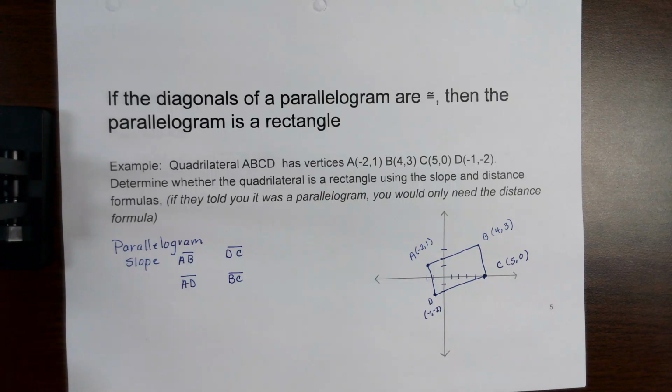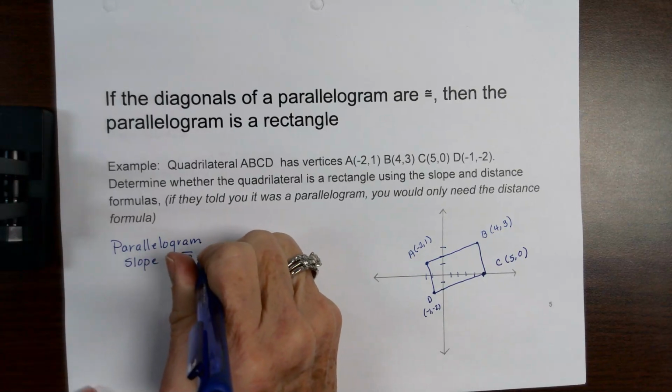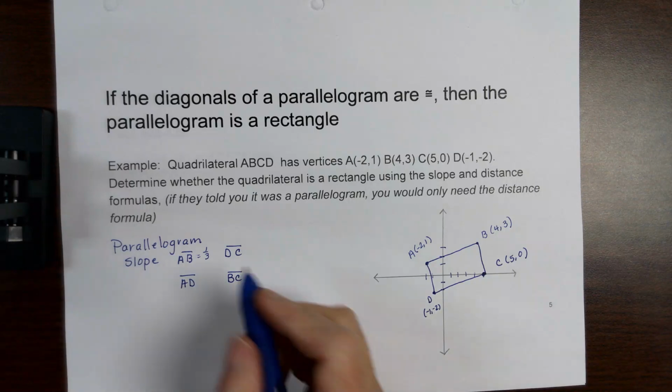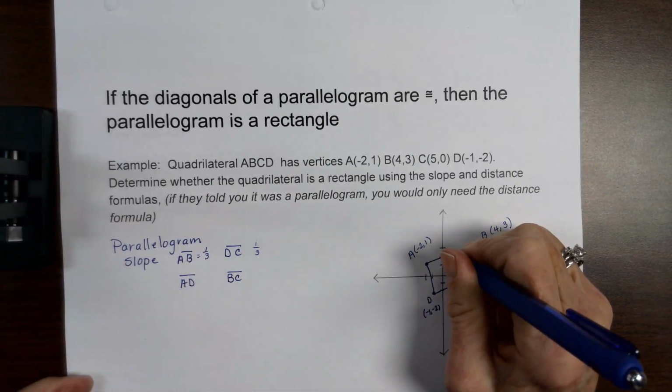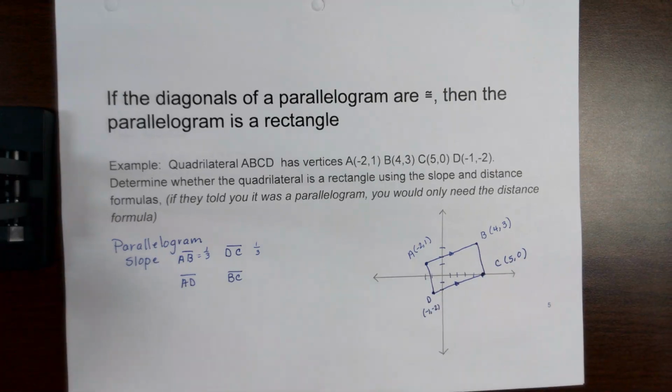So I pick up my calculator. The slope of AB, I have -2, 1, and I have 4, 3, and it has a slope of 1/3. And then DC would be -1, -2, and 5, 0. And it also has a slope of 1/3. So I can conclude that this is parallel to this. Now I need to do the other sides.